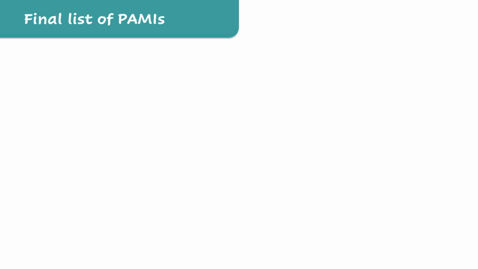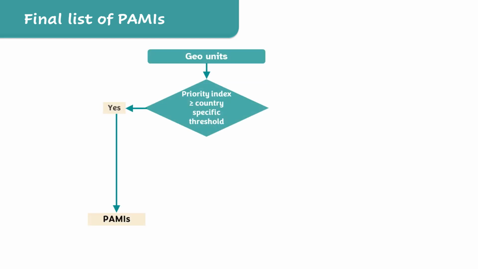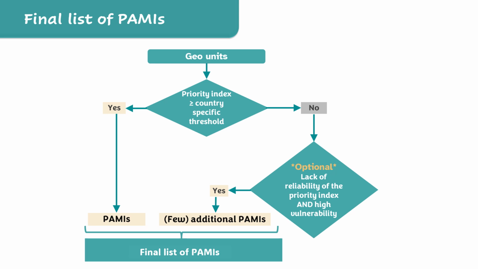Let's summarize the decision-making process on PAMI for cholera control. All geographic units that have a priority index above the threshold selected by country stakeholders are PAMI. Optionally, a limited number of geographic units that have a priority index below the priority index threshold may also be added to the list of PAMI if it is determined that their priority index lacks reliability and if they are assessed as highly vulnerable to cholera. Other geographic units are not PAMI.